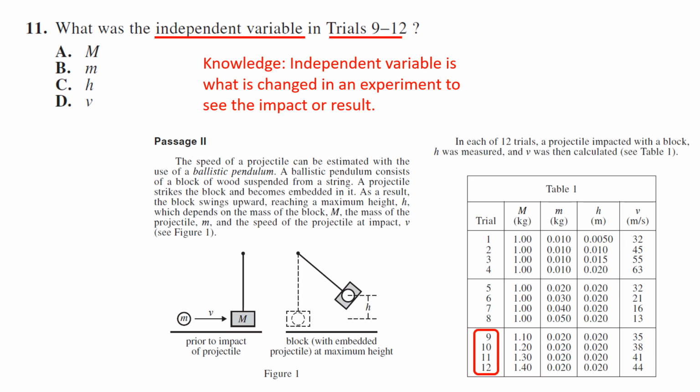In this one, we have 2 things that are changing. We have the mass of the block and we have velocity. So which one is actually being changed and which one's the result? So the thing that is being changed is the mass of the block. V is the calculation. So the answer is A.